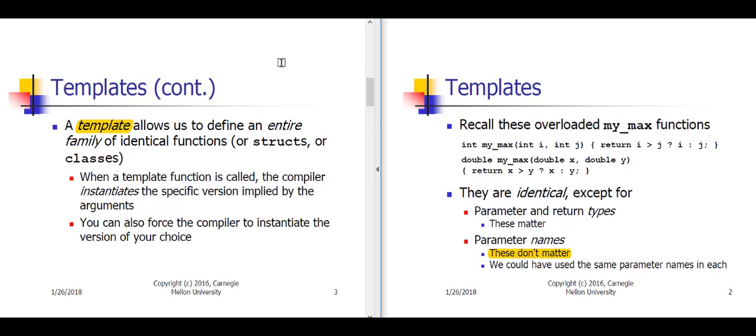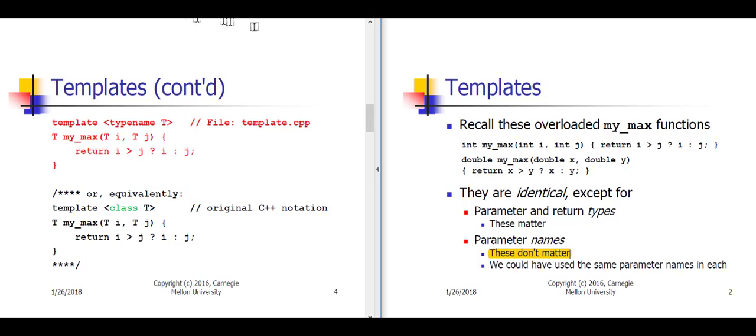A template allows us to define an entire family of either functions or classes that are identical in terms of code, but may differ in terms of data types and certain constants. If you have a template defined, then when a template function is called, for example, the compiler will instantiate, or generate, at that point a type-specific version of that function, which will be called with the arguments that were provided. Let's take a look at this on slide 4.